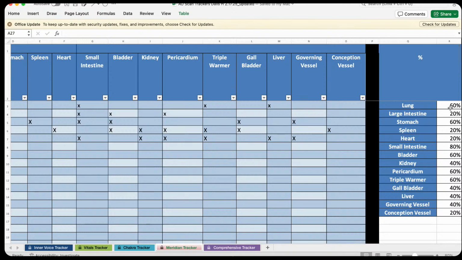60% on the following: lung, stomach, bladder, pericardium, triple warmer. So the triple warmer, the pericardium, the small intestine comes up at 80% of the time. So the small intestine, the triple warmer, the pericardium, and the lung. All of your meridians that come up more than 50% of the time, all of them go through your shoulder. Every last one of them. That is an interesting thing. They all go through that shoulder.